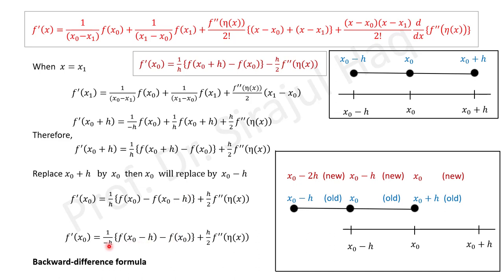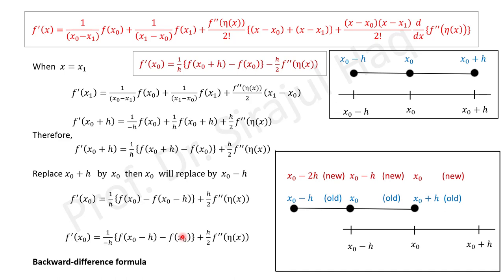When I replace h by minus h, this will become 1 over h. This will become x naught plus h, and you can see it coincides with these two values. That will remain, and when I replace h by minus h, this one will remain. So you can see that in reality, these two formulas are identical, but h has been replaced by minus h.